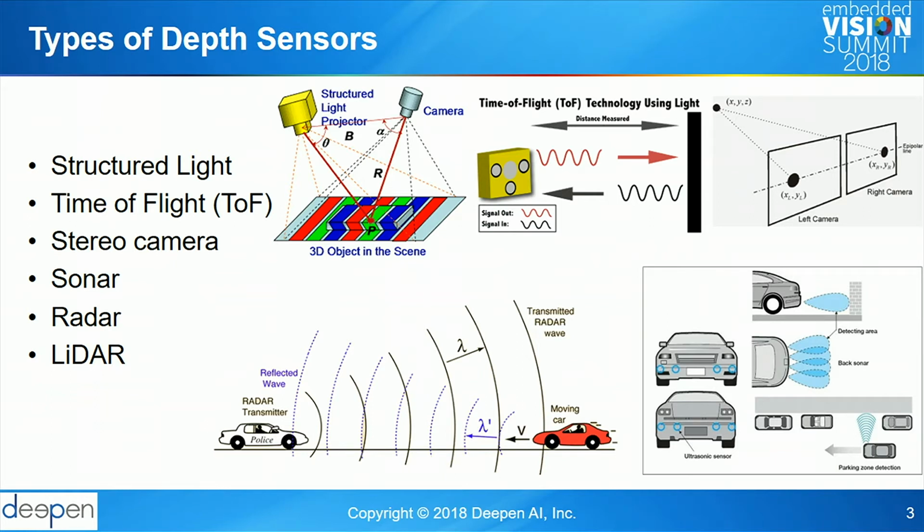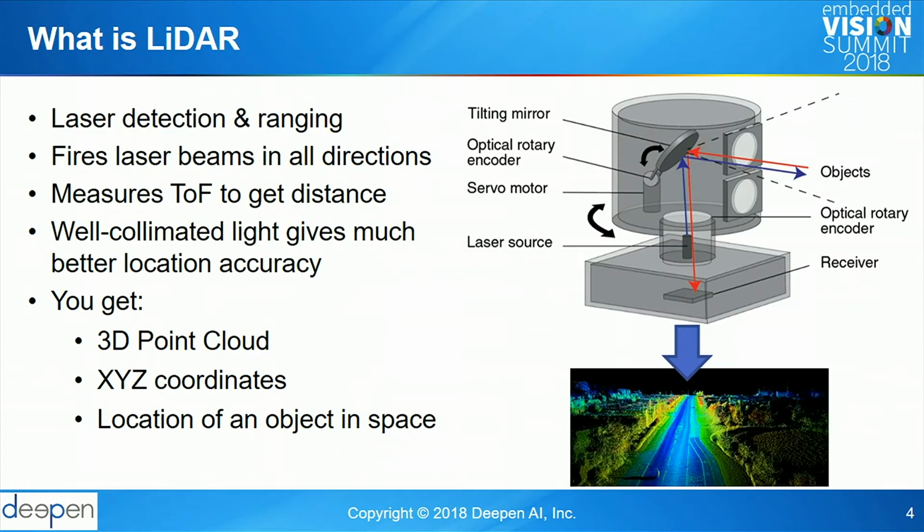Cool. So there are a lot of depth sensors, as we all know, from structured light to time of flight, stereo cameras, sonars and radars, like I mentioned, and now LiDAR. The slide is a little bit busy. I tried to add a visual for every type of depth sensor that we have. And LiDAR, I would say, is now a very old technology.